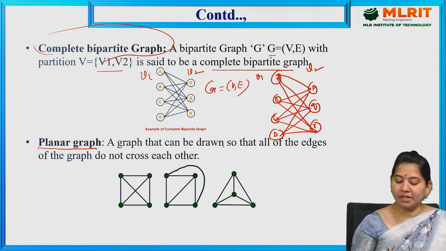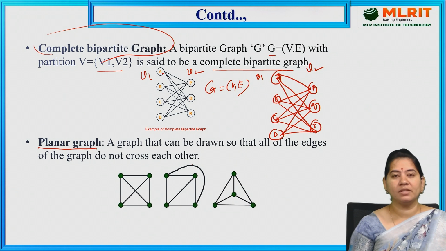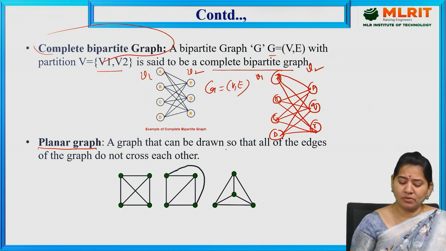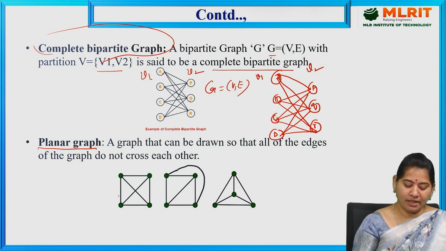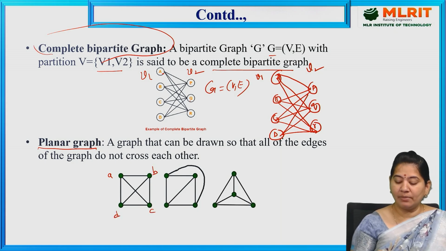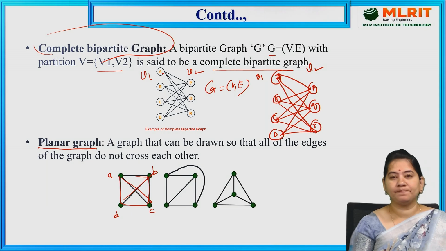A planar graph is a graph which can be drawn so that all of the edges of the graph do not cross each other. So here is one graph, where I have vertex A, this is vertex B, this is vertex C, and this is vertex D. It can be drawn so that all of the edges of the graph, this is one edge, this is an edge, and these are all the edges, but they should not cross each other.